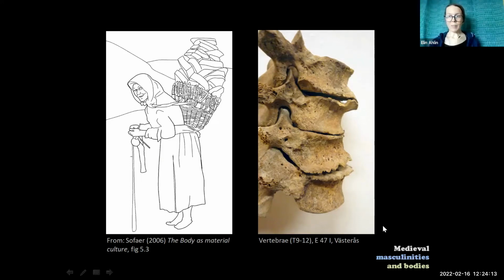If you study masculinities, it's not about comparing male and female skeletons, but rather comparing different groups of males to see if they have been doing different activities or perhaps enacted masculinity in different ways.